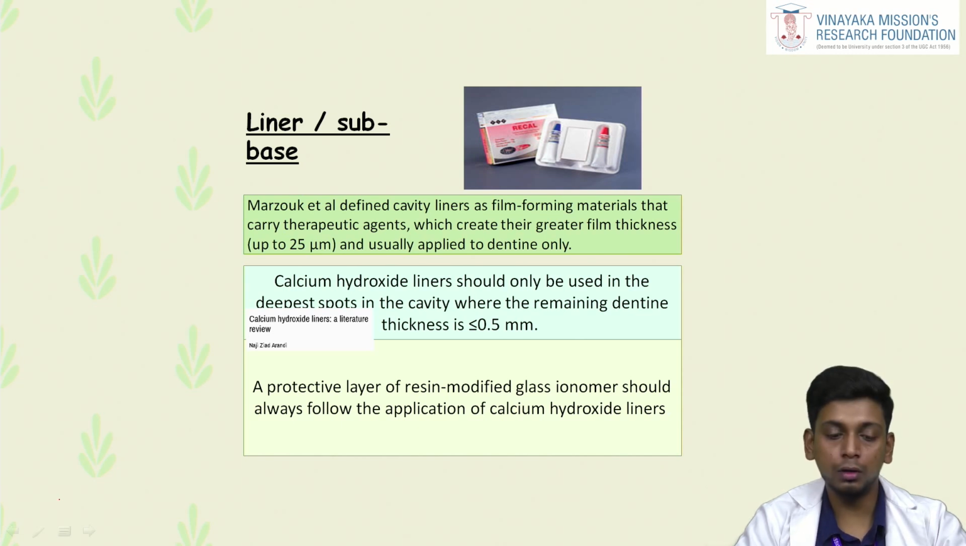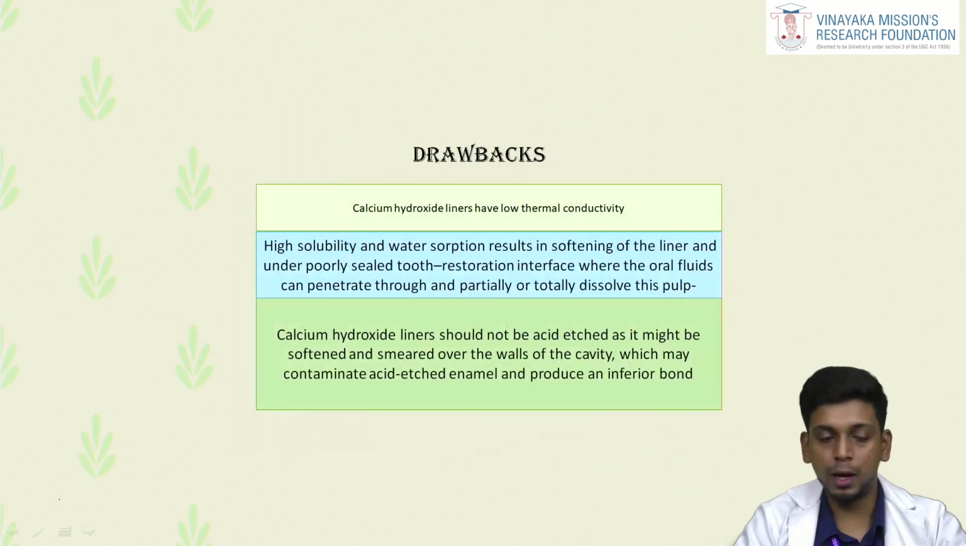Moving on, calcium hydroxide liners should only be used in the deepest spots in the cavity where the remaining dentin thickness is less than 0.5 mm. A protective layer of resin modified glass ionomer should always follow the application of calcium hydroxide liners. There are some drawbacks with calcium hydroxide. For example, calcium hydroxide liners have low thermal conductivity.